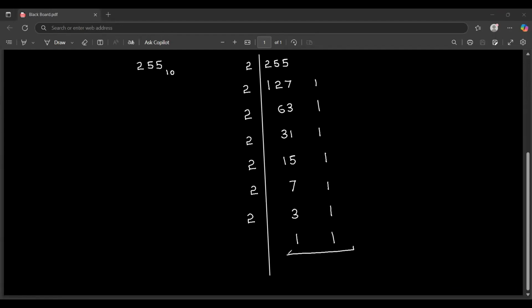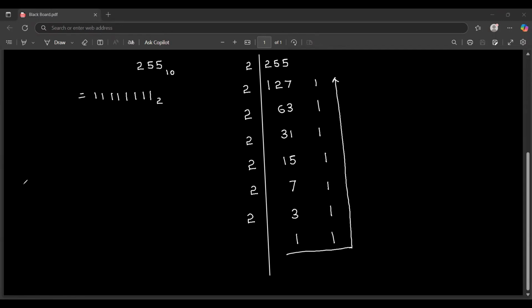So you can go from bottom to top again. So it will be 1, 1, 1, 1, 1, 1, 1, 1. 8 ones here. Yeah, 8 ones to the base 2.